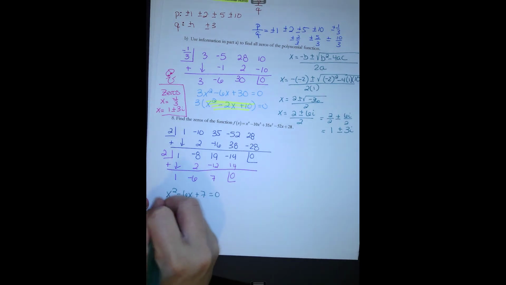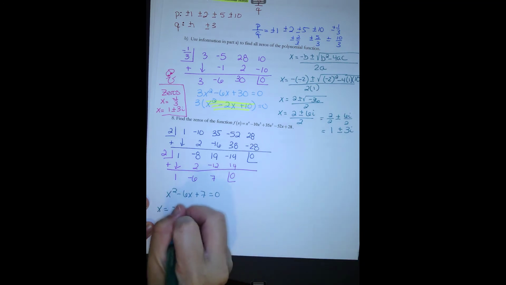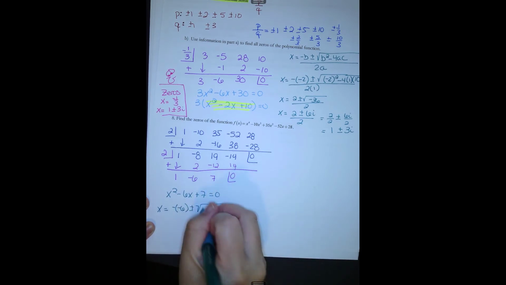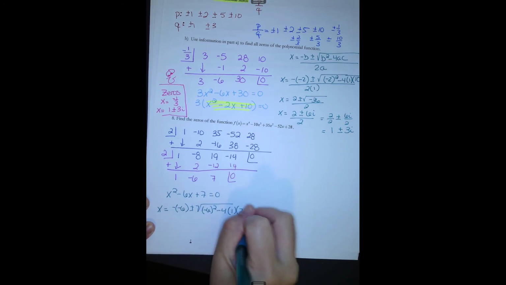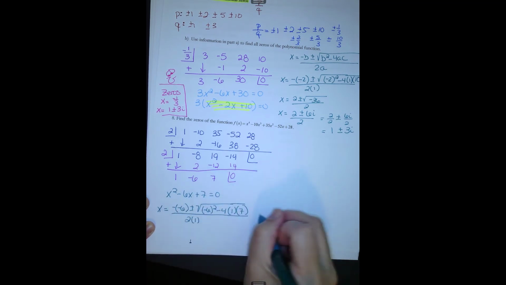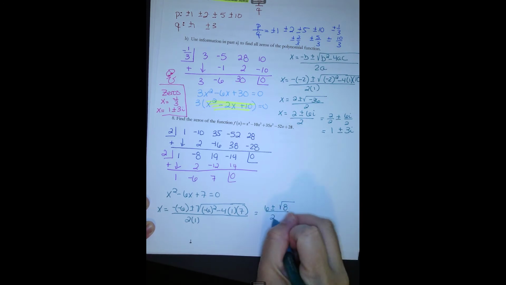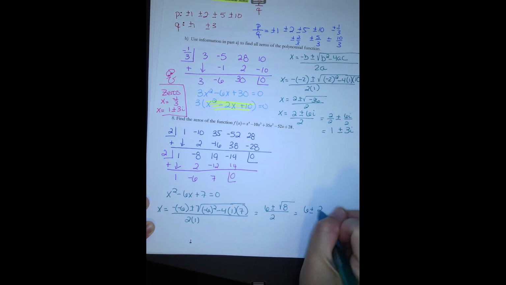I'm going to go ahead and just use the quadratic formula since we have it up here on the page. So x equals the opposite of -6 plus minus the square root of -6 squared minus 4 times 1 times 7 all over 2 times 1. So we have 6 plus or minus, and then that ends up being the square root of 8 over 2. Simplify your radical. So 6 plus or minus 2 square root of 2 over 2.